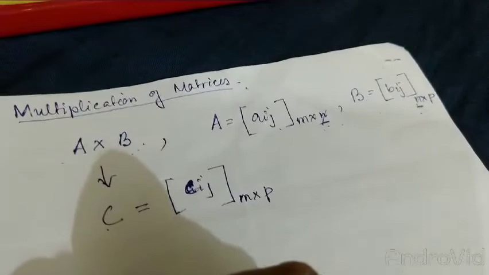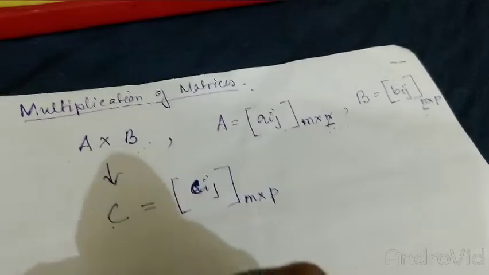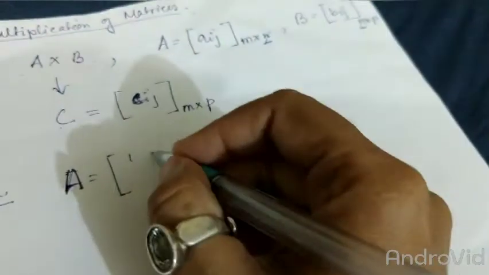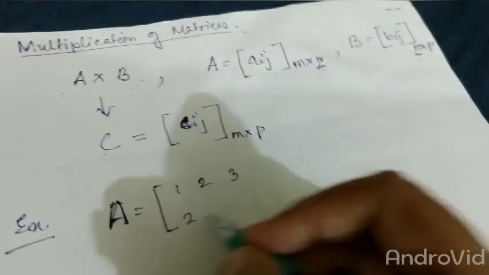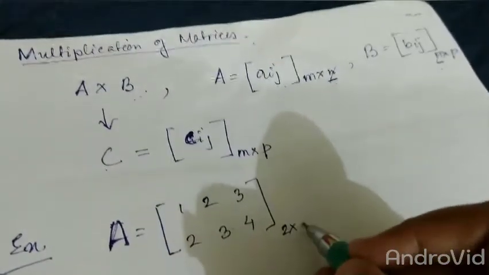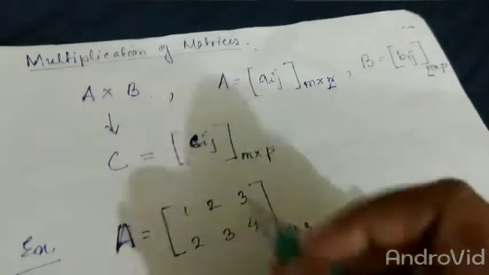Let our matrix A be 1, 2, 3, 2, 3, 4. Let us take it like this. So what is the order of this matrix? This is 2 by 3. It has 2 rows and 3 columns. And let us take another matrix B.